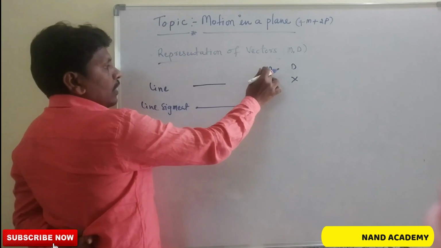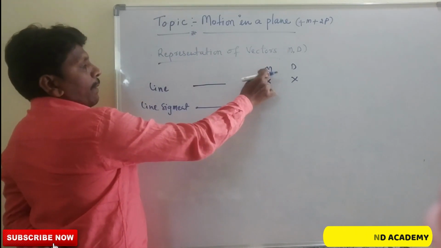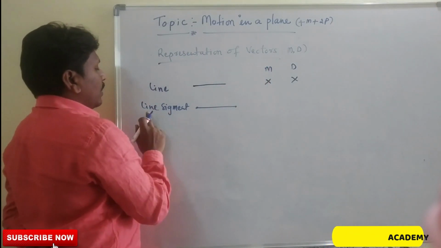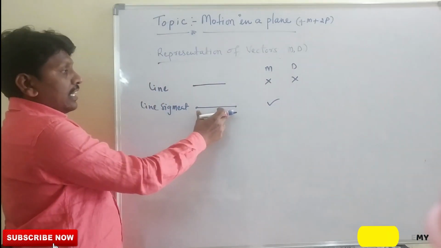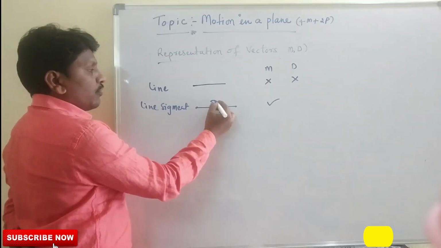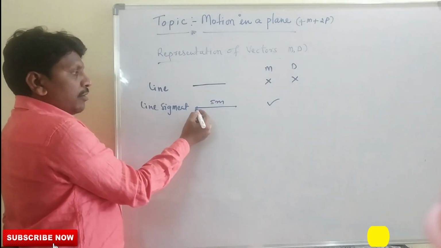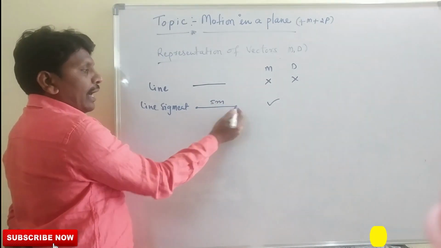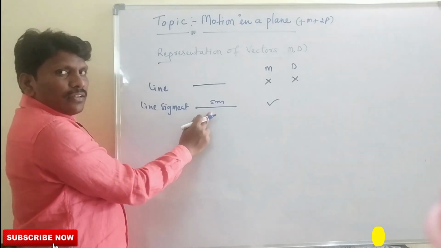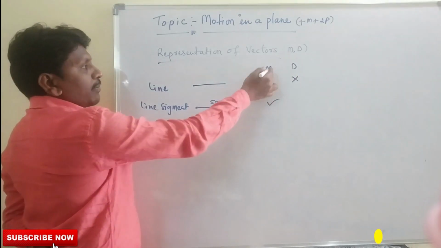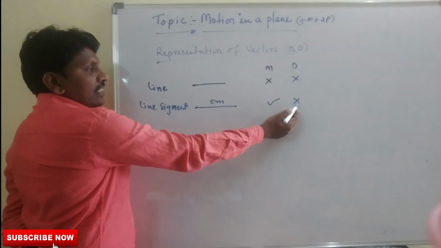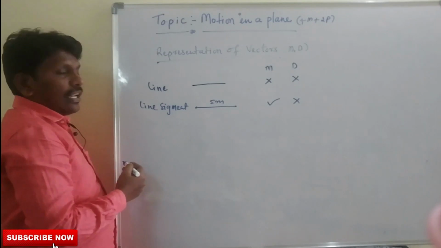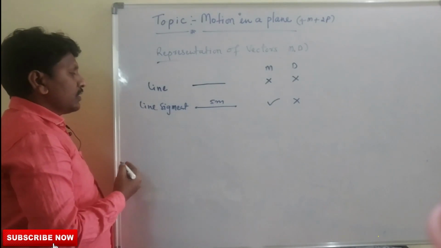For example, magnitude. If we check the magnitude for the line segment, yes, we can measure the magnitude. For example, that is 5 meter. Yes, exactly, because this is the end point and this is the end point. In between there is a length. So simply we can measure the magnitude. For direction, it does not. We cannot measure the direction for the line segment.